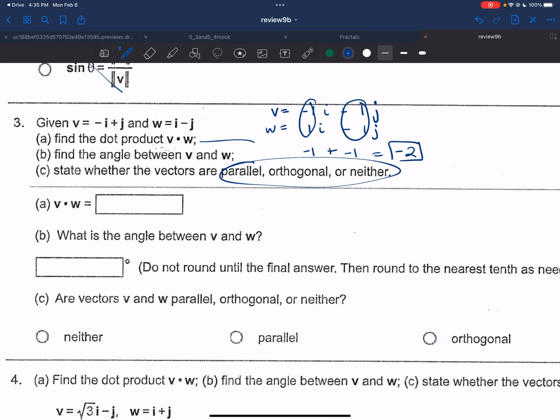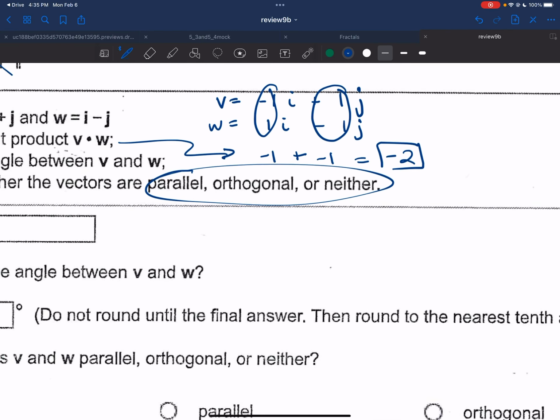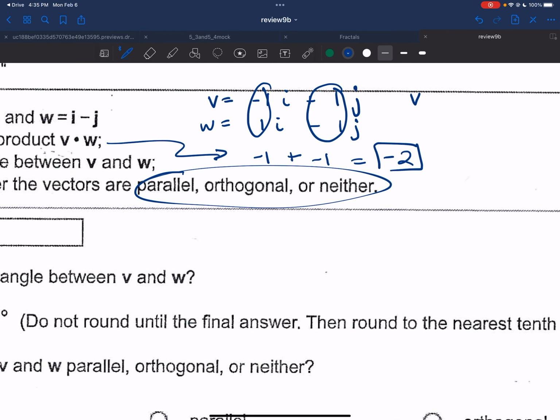That's A. Find the angle between v and w. We need to find our magnitude for v, which is going to be equal to the square root of 1 squared plus 1 squared. Remember that this first one is a negative 1, but it's in parentheses. So when you add those together, you get the square root of 2. My w is going to be very similar. I have 1 squared plus negative 1 squared. So it's going to give me the square root of 2.